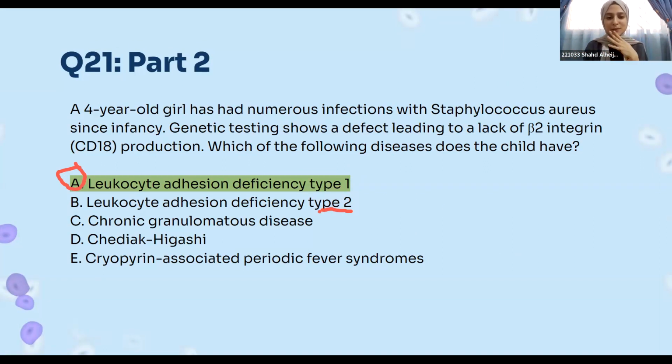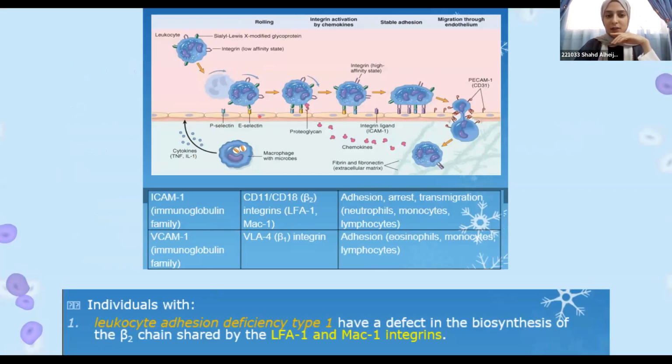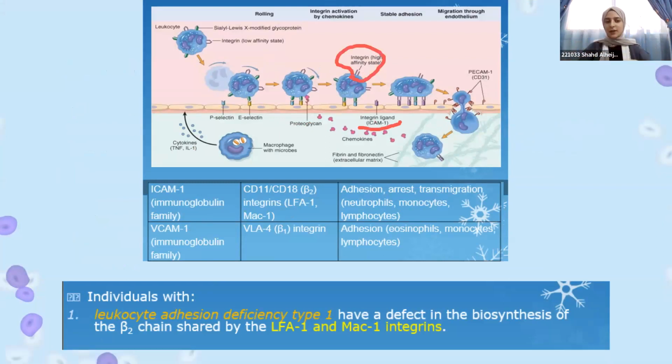You can go to the next slide. You can see here the ICAM binding to the integrins after the neutrophil finished rolling. So after the adhesion, they would go inside the tissue to cause the inflammation. And as you can see below, in leukocyte adhesion deficiency type 1, there's a defect in the biosynthesis of the beta-2 chain shared by the LFA-1 and MAC-1 integrins. Meanwhile, in type 2, we have the Cellular Lewis and so on.